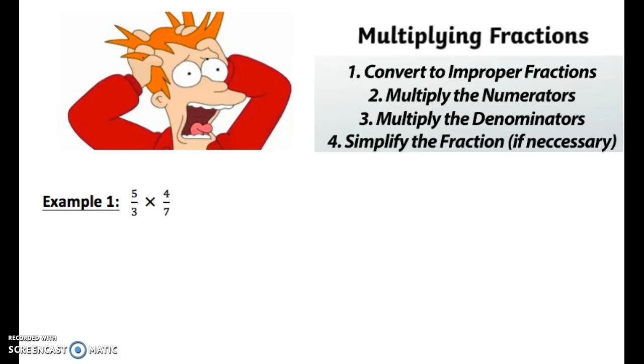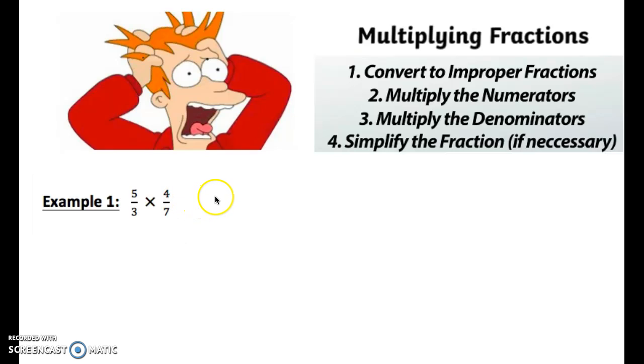So our first step, we're going to convert any fractions that we have to improper fractions if we have some mixed numbers. Step number 2, we're going to multiply the numerators. That's our top values. Step number 3, we're going to multiply the denominators. That will be our bottom values. And step number 4 will be to simplify the fraction if it is necessary.